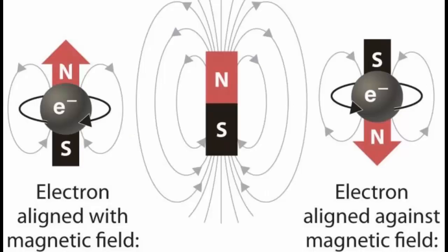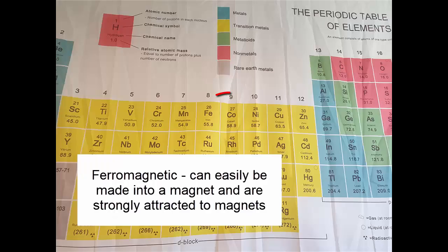Spinning electrons are actually little mini magnets, but usually it's quite balanced and they cancel each other out. So you can see if it spins in one direction, it's a north upwards, and if it spins in the other direction, it's a south downwards. And so what you'll have is certain elements, which I'll show you here on the periodic table. These elements, so iron, cobalt, and nickel.